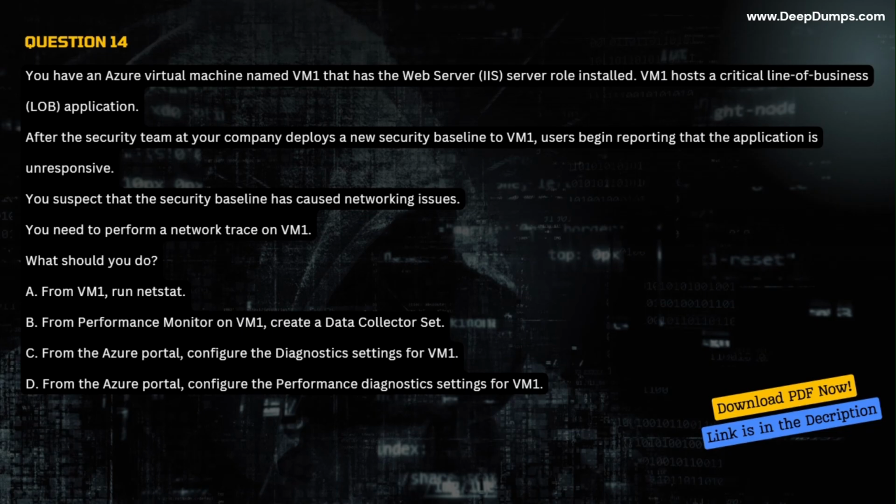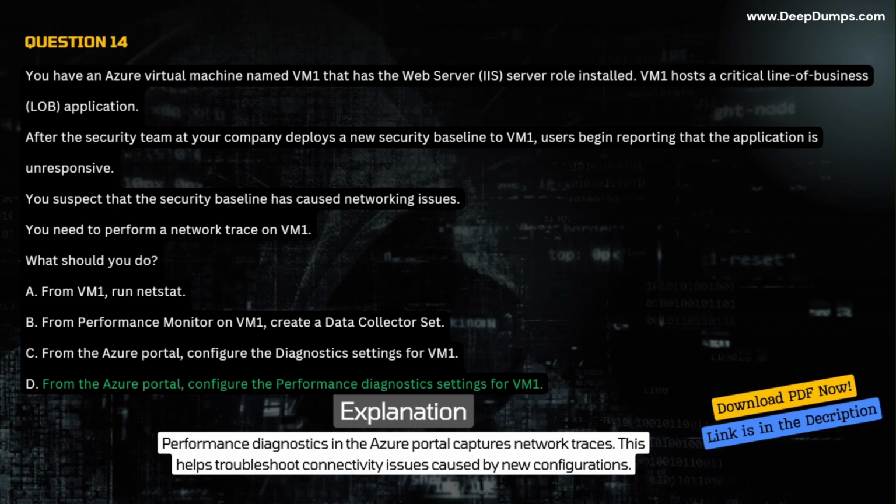What should you do? A. From VM1, run netstat. B. From Performance Monitor on VM1, create a data collector set. C. From the Azure portal, configure the diagnostic settings for VM1. D. From the Azure portal, configure the performance diagnostic settings for VM1. Correct answer D. Explanation. Performance diagnostics in the Azure portal captures network traces. This helps troubleshoot connectivity issues caused by new configurations.